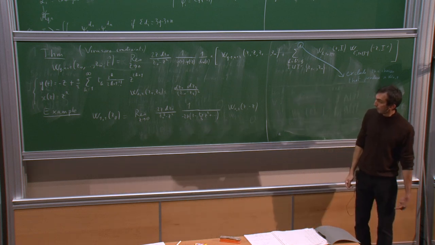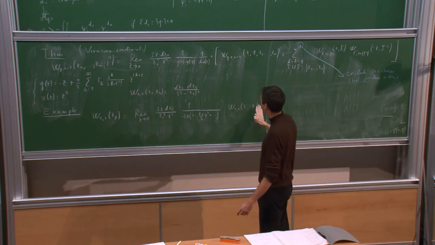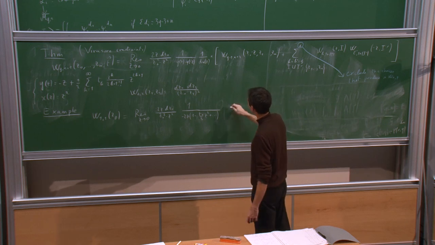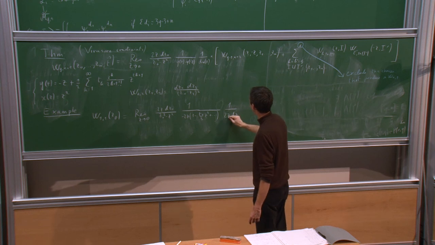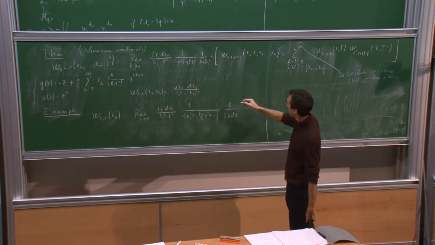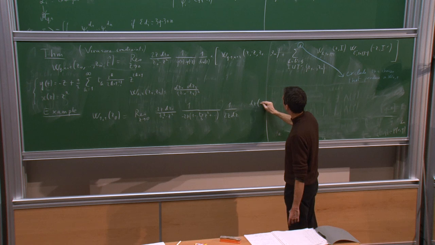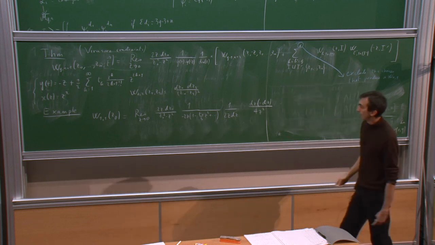Okay. Which is, oh sorry, and I forgot the 1 over d. 1 over dx is 2z dz. dx on W02 will be just dz times minus dz over 4z squared. Okay?